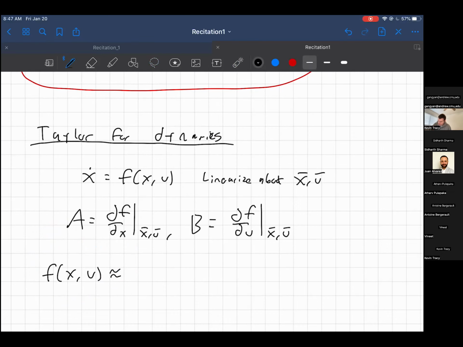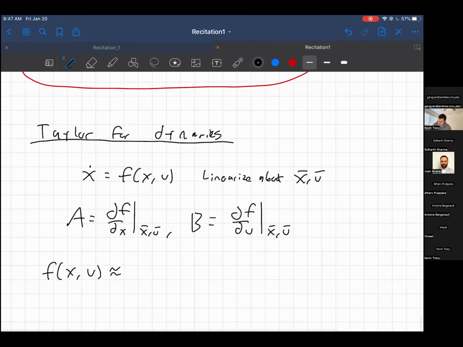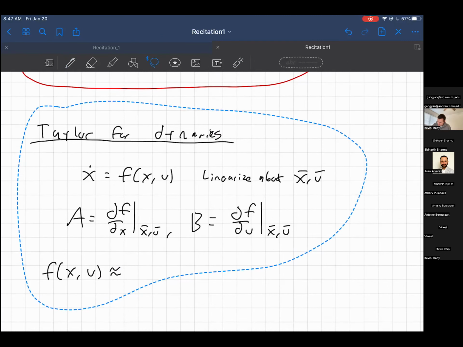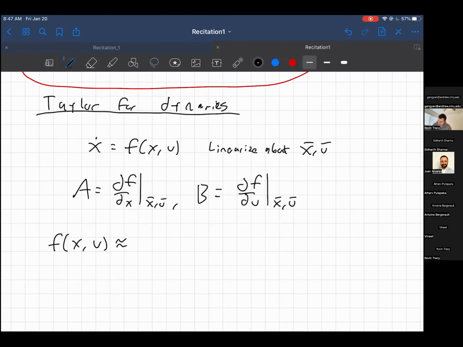And then I can write out the Taylor series in two different equivalent ways. So let me just make my space a little easier here. f of x, u is approximated by the current value f of x bar, u bar plus A times x minus x bar plus B times u minus u bar.